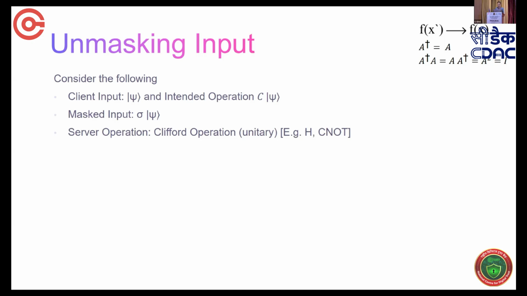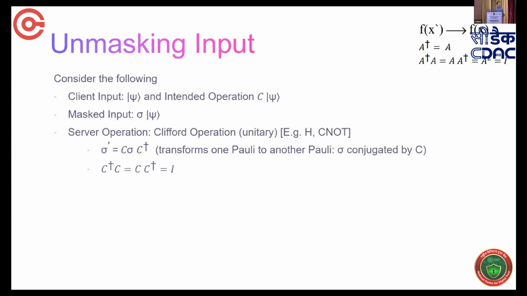Now, what are Clifford operations? Clifford operators are basically unitary operators. They transform one Pauli operator to another Pauli operator, and we say that this sigma is conjugated by C. C is the Clifford operation. Since it is unitary, we already saw in the last slide that C adjoint C, or C into C adjoint, should be identity. So that is fixed.